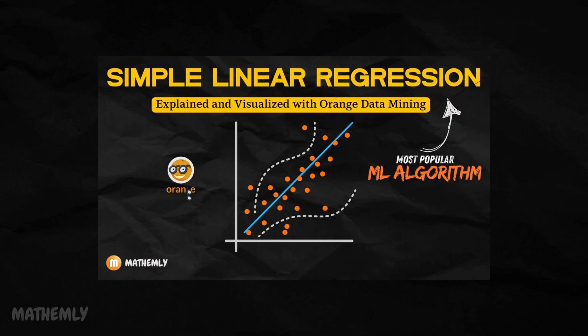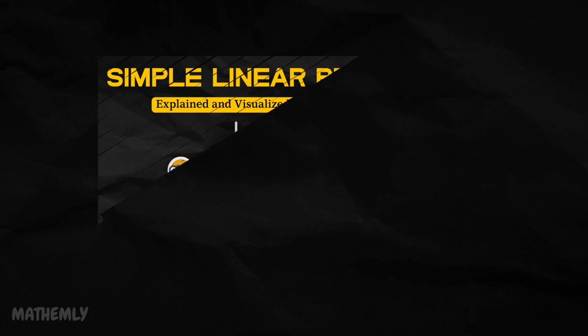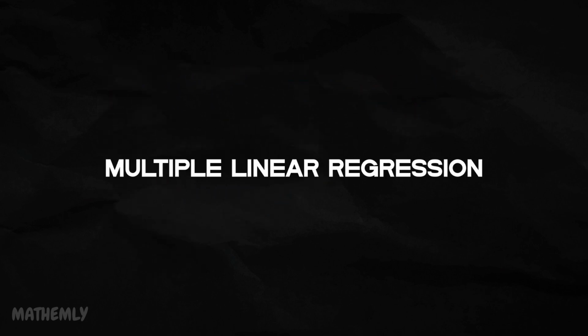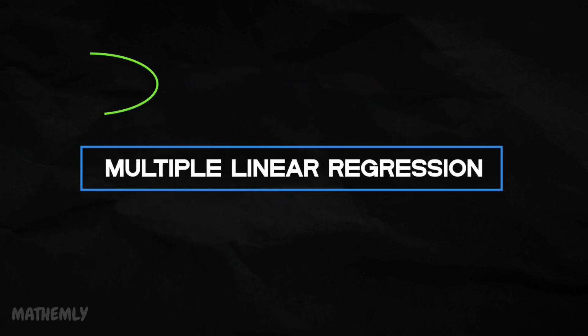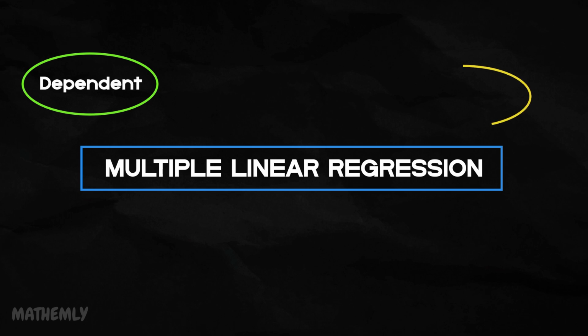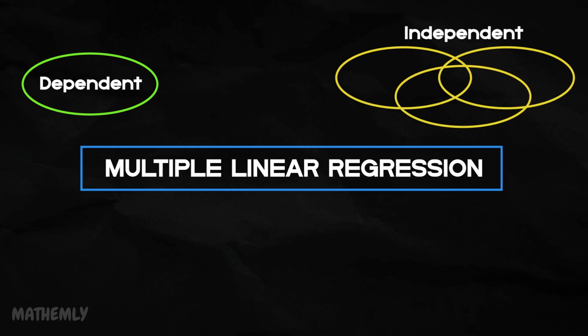In this video, we're taking it a step further by diving into multiple linear regression, a technique used to model relationships between one dependent variable and multiple independent variables. Multiple linear regression expands the simplicity of its counterpart by incorporating more features to make more robust predictions. This makes it incredibly useful for tackling complex real-world problems where outcomes depend on multiple factors.